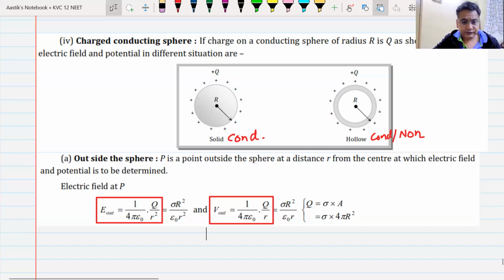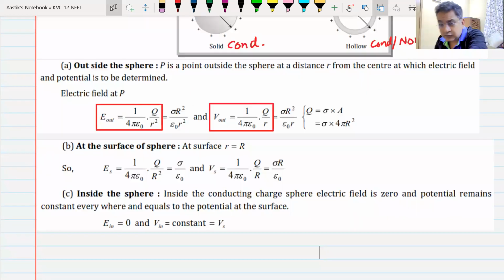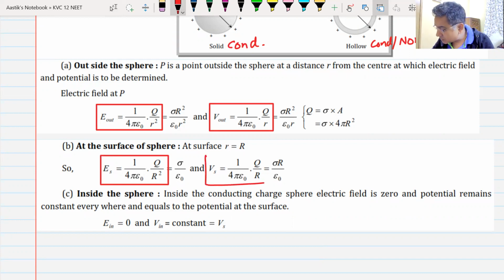Okay, sir. Then, most important aspect: on the surface of the sphere, you put the value of small r as capital R. Capital R is the radius of the sphere. So you will find the electric field on the surface. We have already done this. It is KQ by R square, and the potential on the surface is KQ by R. That is already known. But what happens inside the sphere?